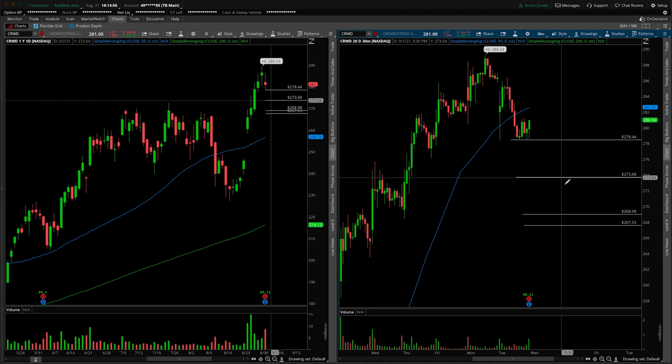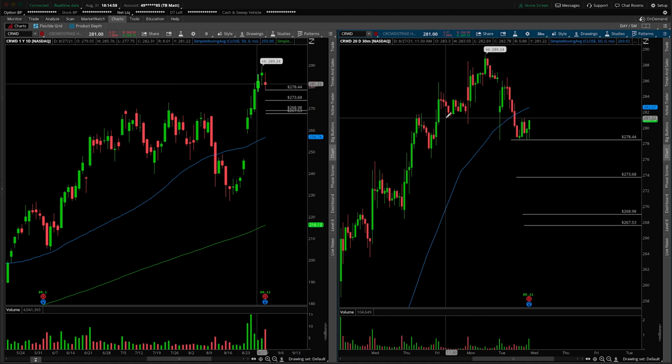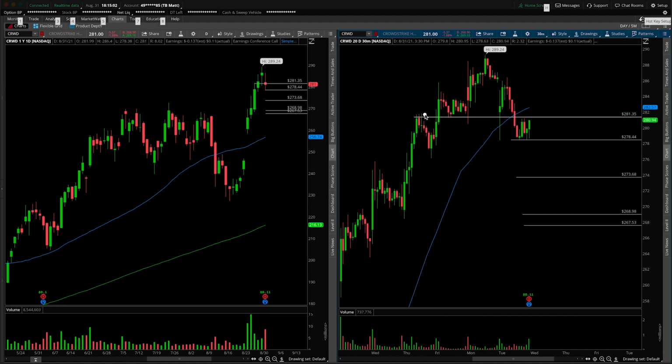If it really gets going after that, I would keep a close eye on this level right here, simply picking out this 281.35 because we had prior resistance, then turned support, then turned into resistance in this section towards the end of the day on today's trading session. So very technical level there.